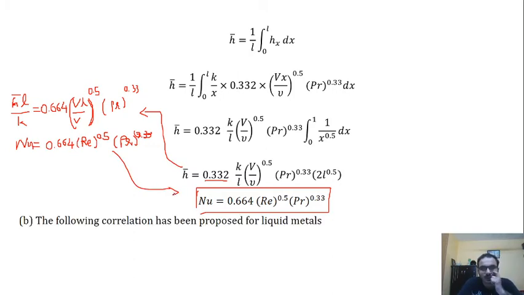The correlation has also been proposed for liquid metals, which is given by this formula, that Nu_x is equal to 0.565 Re_x into Pr. Now the next is turbulent flow.